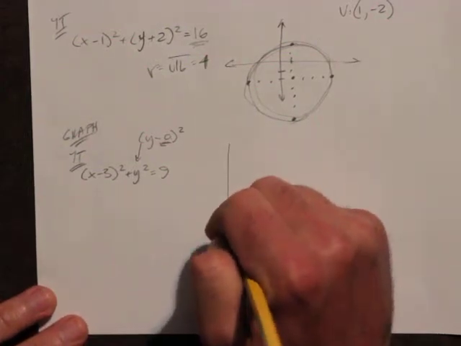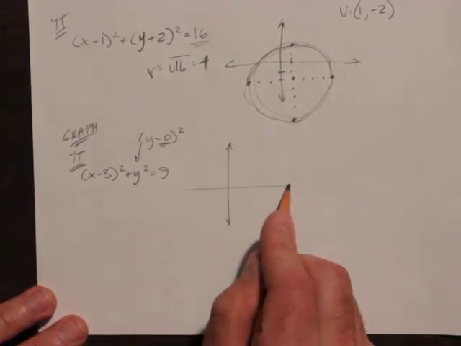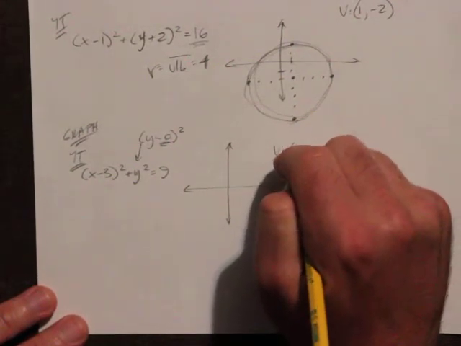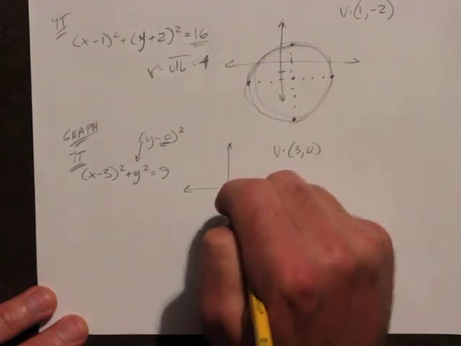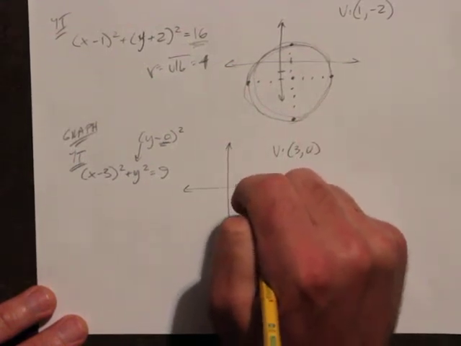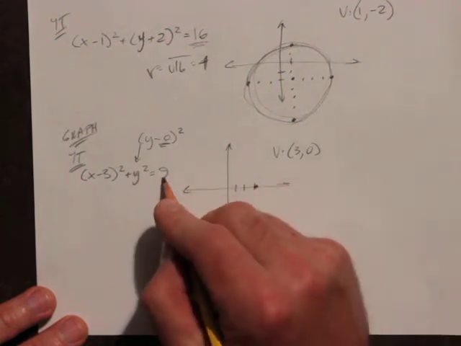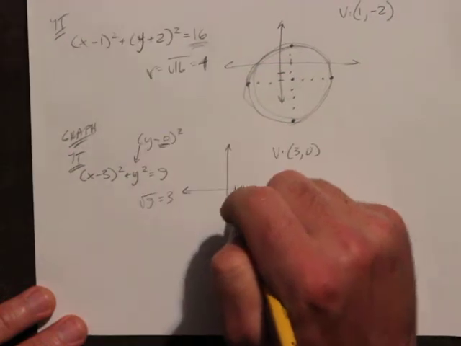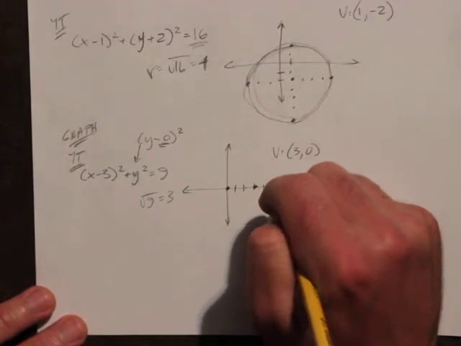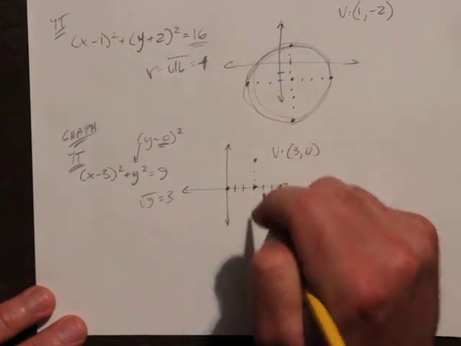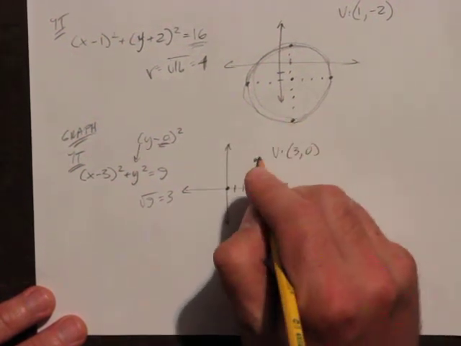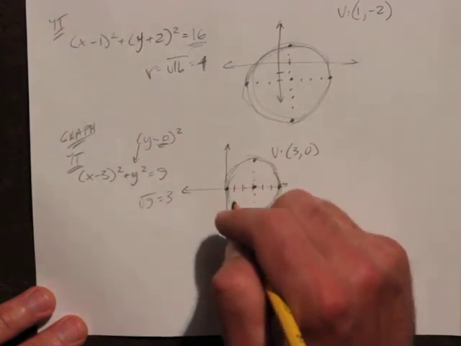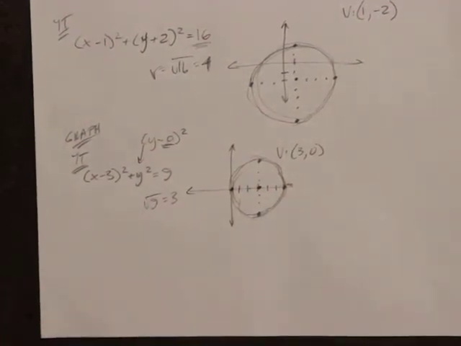And so let's draw this. So minus 3, so that means my vertex is positive 3, 0. 1, 2, 3, 0. There's my vertex. And then my radius is the square root of 9, which is 3. So I go 1, 2, 3, 1, 2, 3, 1, 2, 3, 1, 2, 3, and I have a circle. That's my best circle yet. All right, there we go.